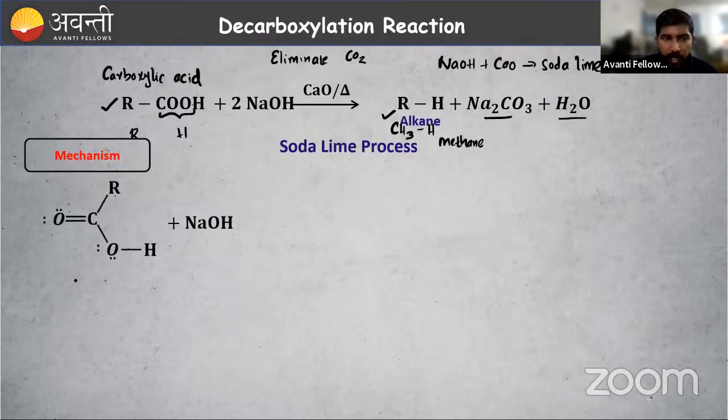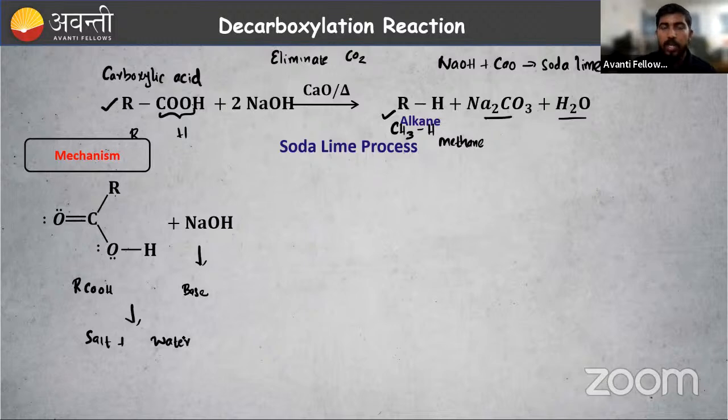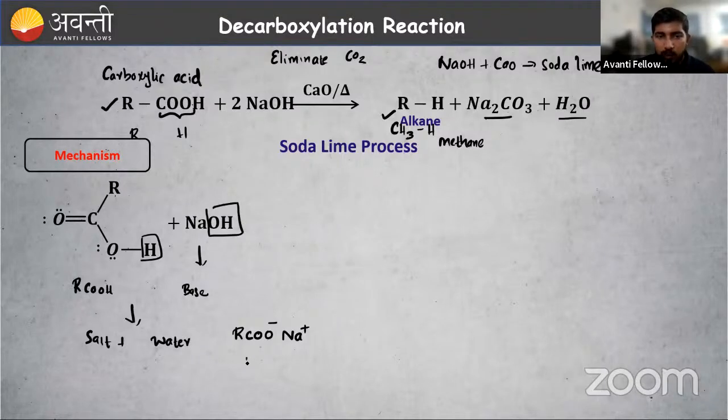So what is the mechanism? Here we have RCOOH, that is an acid, and NaOH, that is our base. In 10th standard, you have studied the acid-base reaction. What is the product obtained? You will get a salt plus water. So which salt is formed here? Here I can write it as RCOO minus, Na plus. Then what about water? We have a hydrogen from here, then OH from here, so we will get water, right?